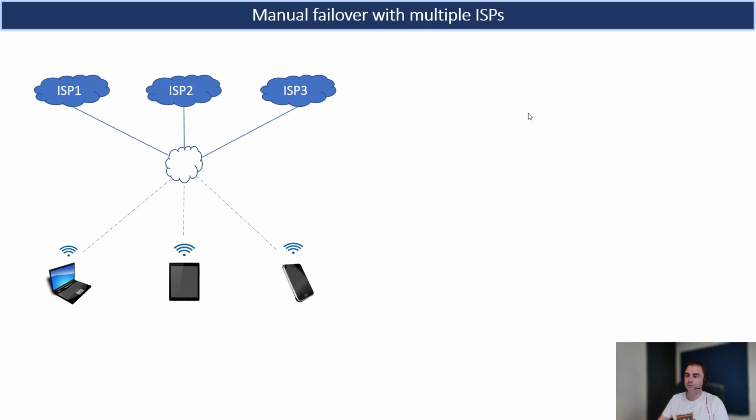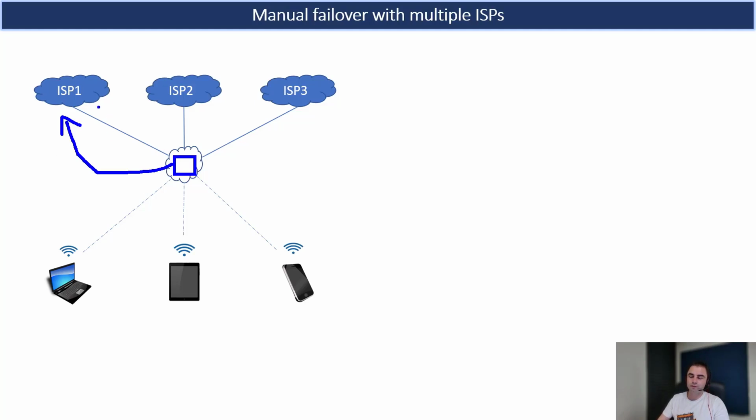Today I'm going to talk about manual failover with multiple internet service providers. First of all, the first question is, what is a failover? So if these devices with wireless interfaces are connected to a central device here, let's say a home router, and this home router has access to my main ISP.